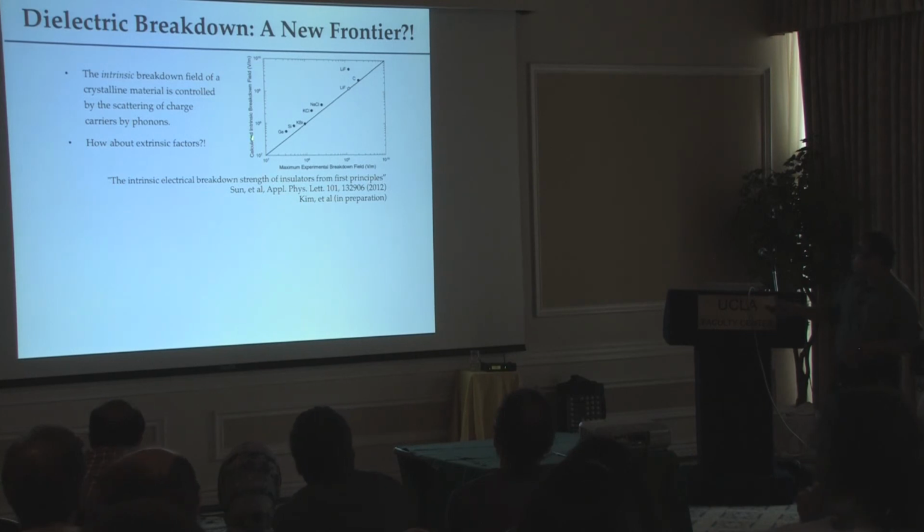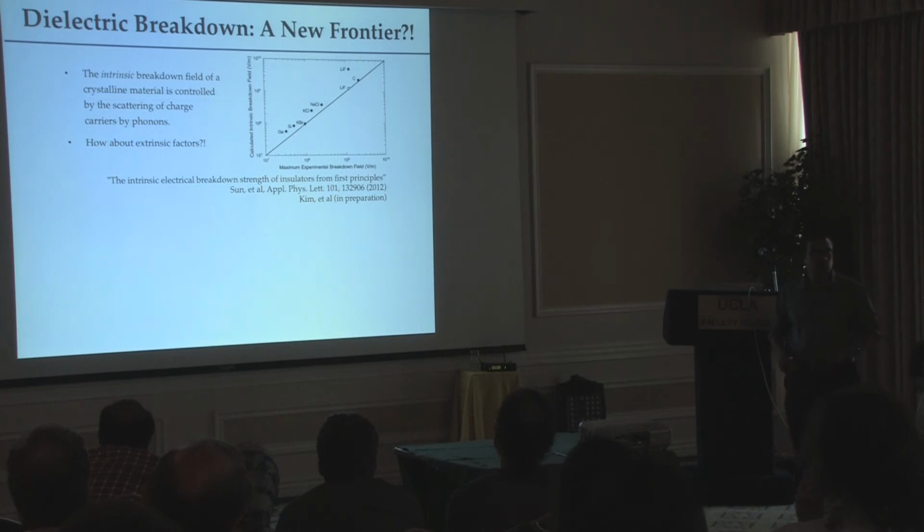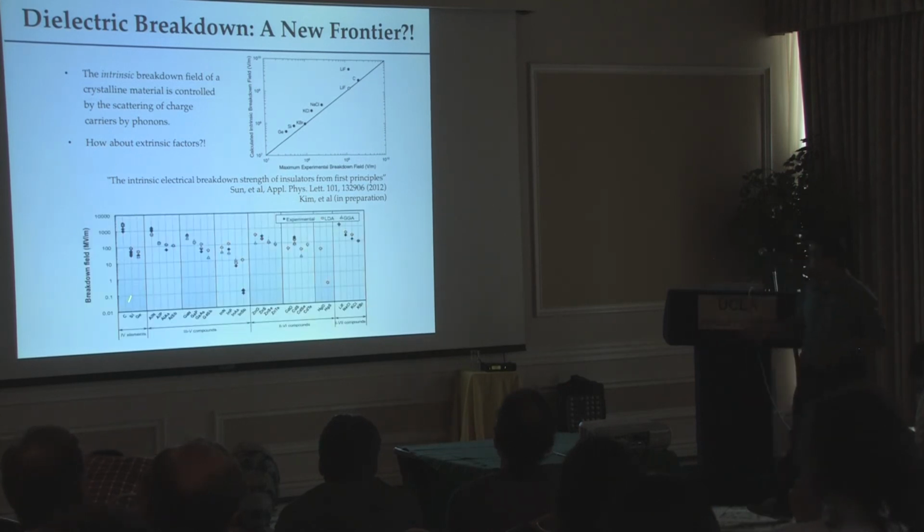Right? So this is a log scale, so it spans about 2 orders of magnitude. Yes, more than 2 orders of magnitude. So we can somewhat get close to predicting things right in terms of the intrinsic breakdown strength. Of course, this is not the full story. We're extending this to study a variety of compounds, not polymers, but classic insulators.